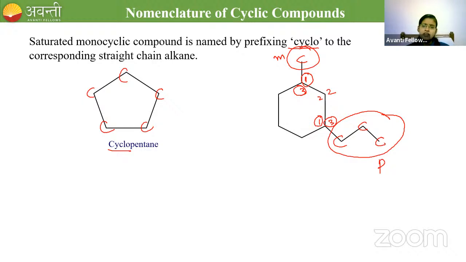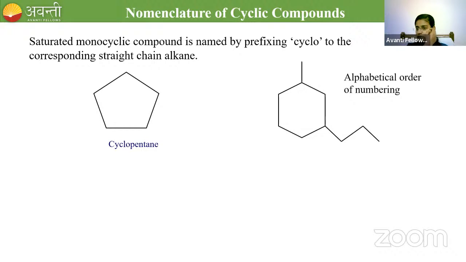So alphabetical listing is the next step. Numbering can be done in either way because we get the same numbers. So next, you have to go according to alphabetical order. This is methyl and this is propyl. M comes first in the alphabet, so the numbering should be done in the clockwise direction. Now you start naming: 1-methyl, 3-propyl, cyclohexane. Do you have any doubt about this compound?